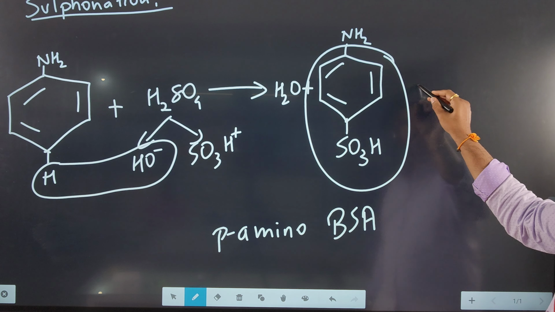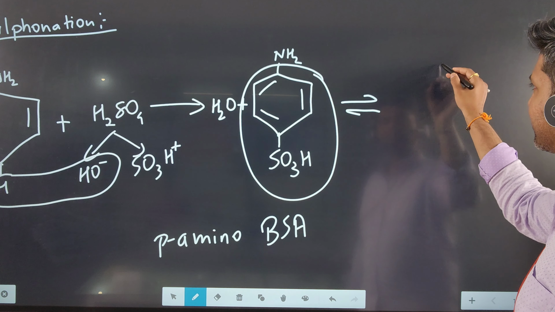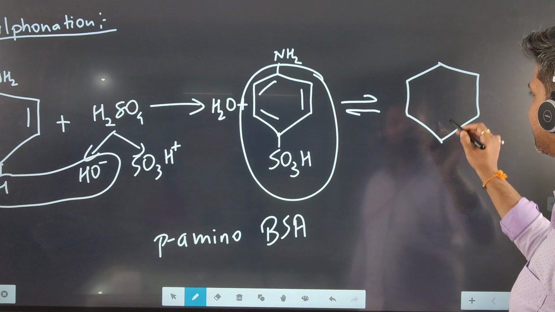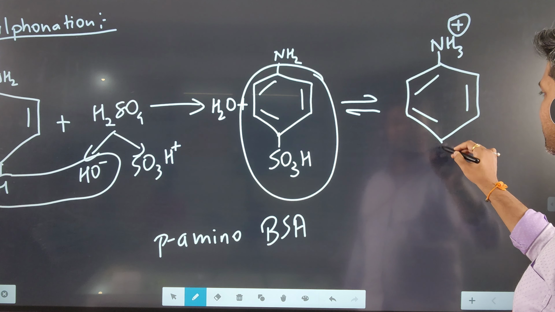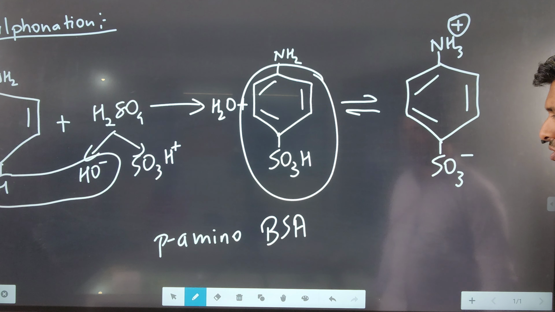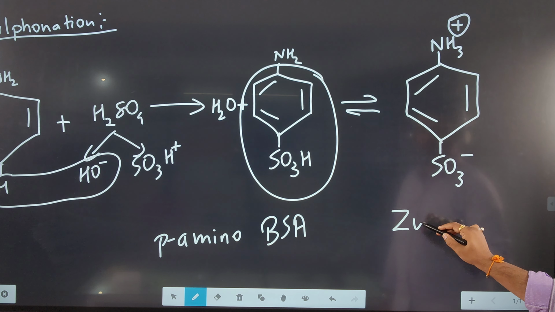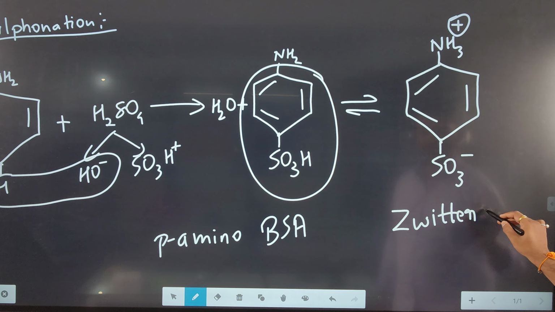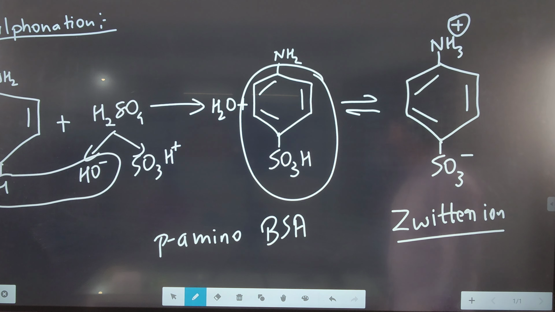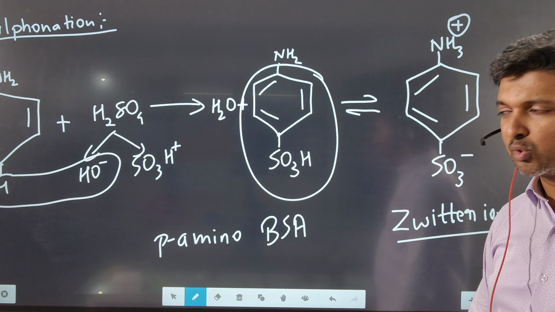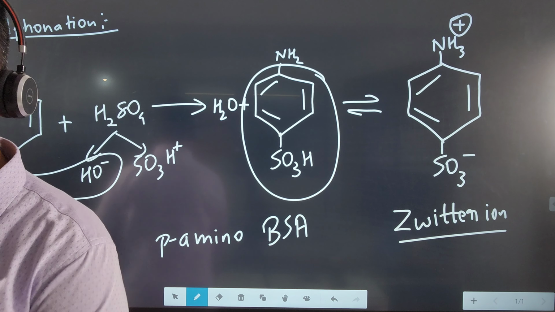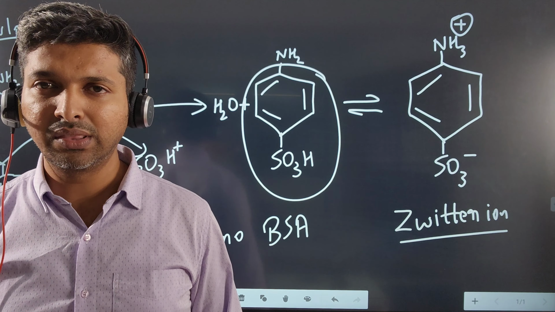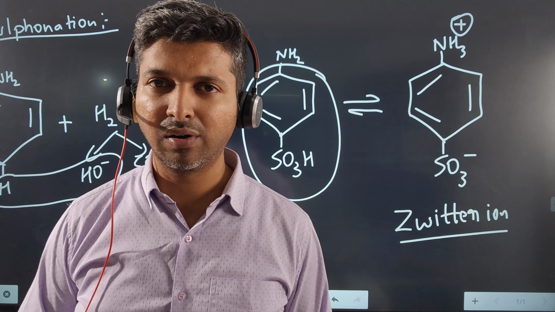So it will accept a proton, resulting in a zwitter ion. Have a look. This becomes NH3 plus because it has accepted a proton, and this becomes SO3 minus because it has donated a proton. So this is the zwitter ion form. Zwitter ion is nothing but when an organic compound has both the positive and negative charges in the same molecule, that's called a zwitter ion. Okay, so this is nitration, sulfonation, bromination. Here we finish with the electrophilic substitution properties of aniline.